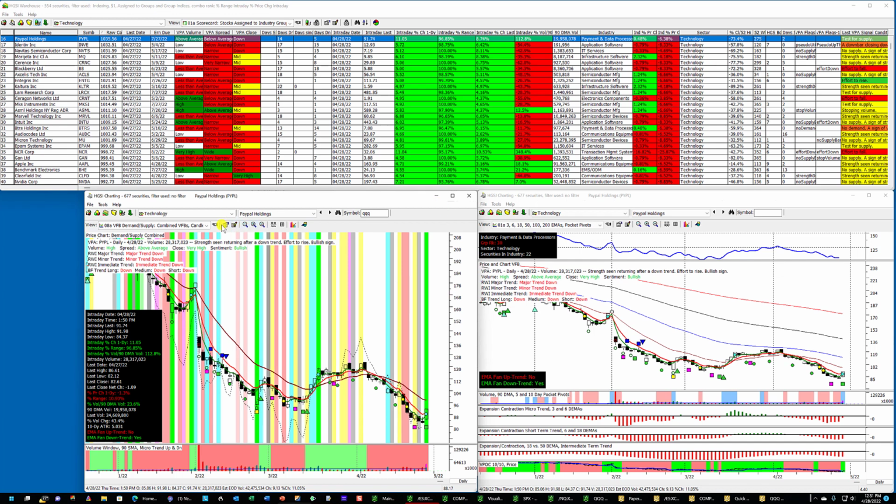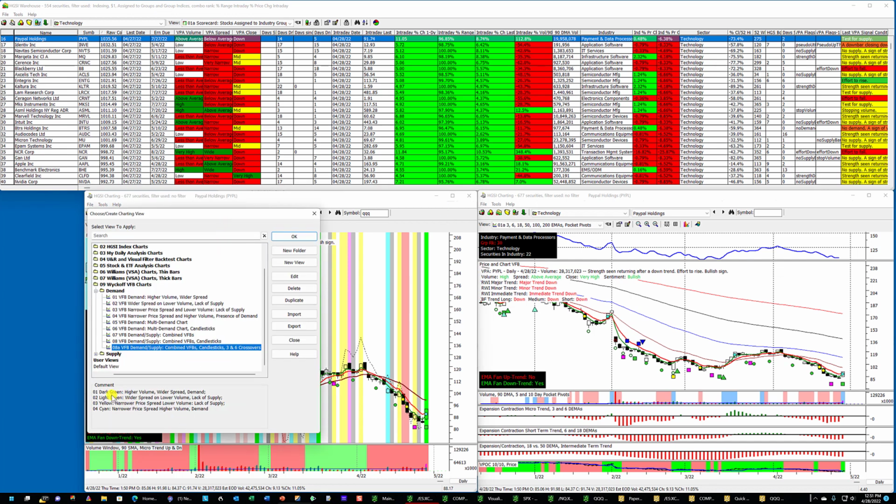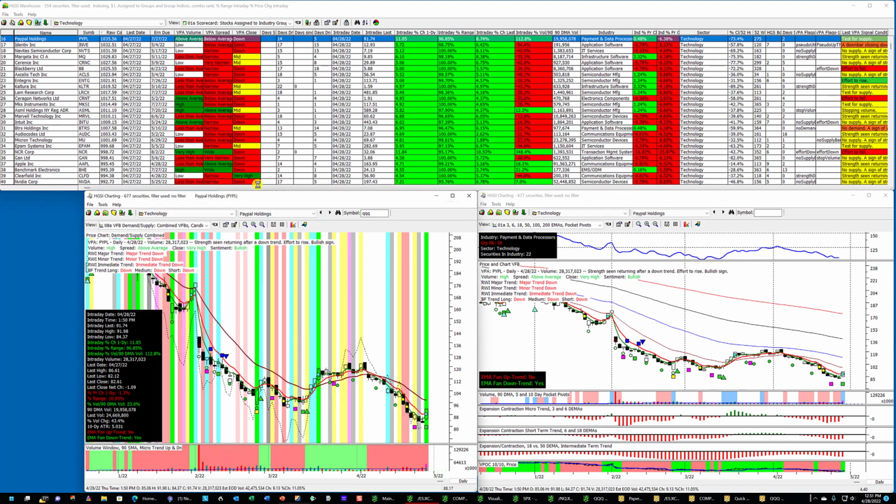Also, there's a dark green bar. If I click on this area here, what's dark green? Higher volume, wider spread equals demand. And you'll see that same information right up here in this row. High volume, above average, close very high, bullish. And that is from the current bar.